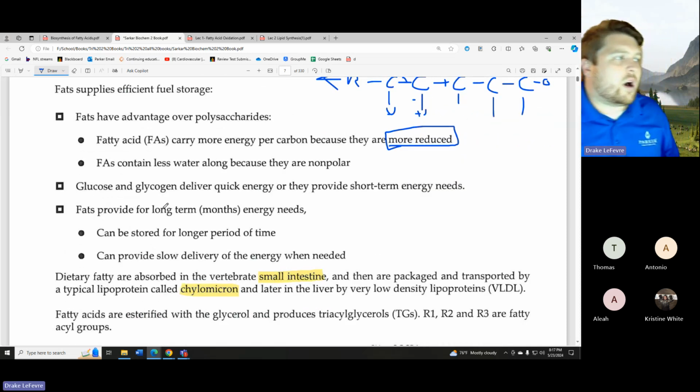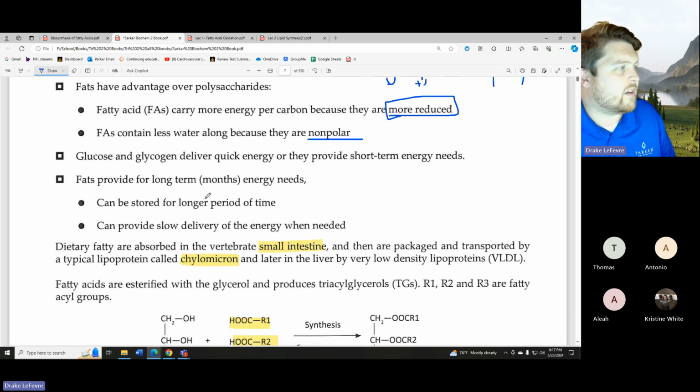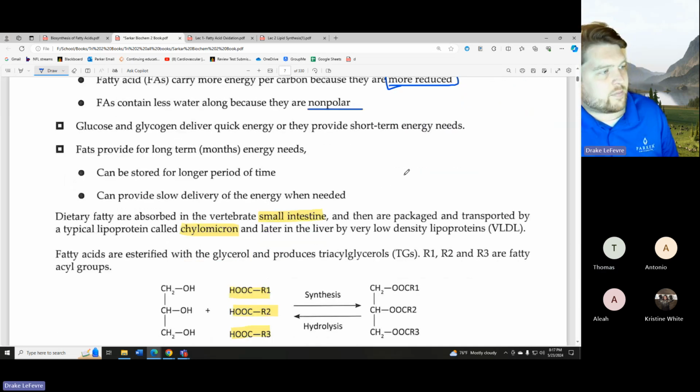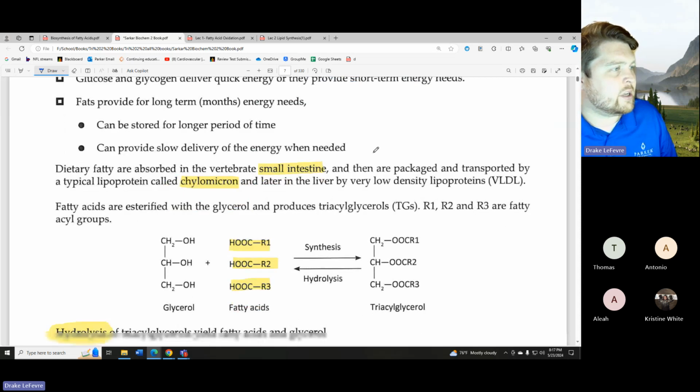Fatty acids contain less water because they are non-polar. Glucose and glycogen deliver the quick, short-term energy, but fats provide for the long-term energy needs. They can be stored for a longer period of time and provide slow delivery of the energy when needed.